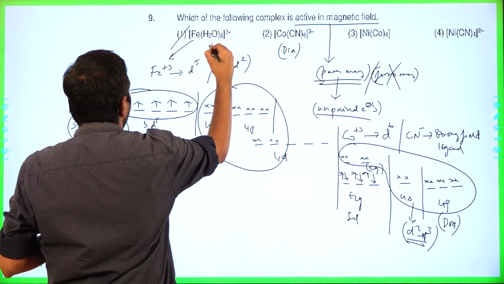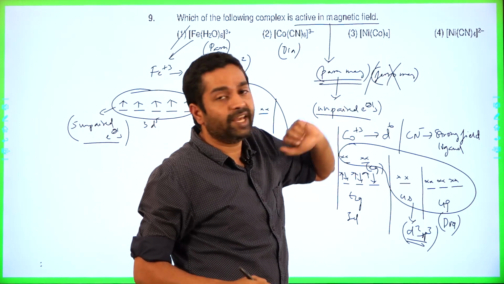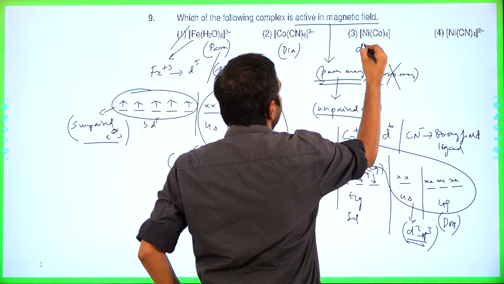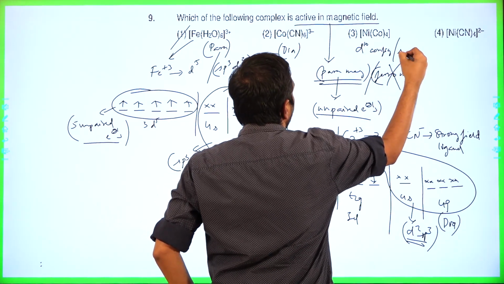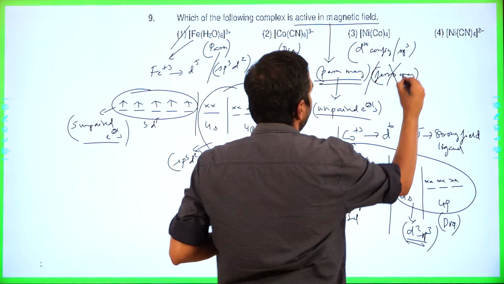This is of course going to be paramagnetic. Ni(CO)4, [Ni(CN)4]2-. This is going to work out as a d10 configuration, and it will work out as sp3 hybrid. And it will of course work out as diamagnetic as well.